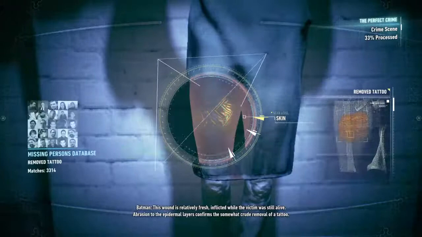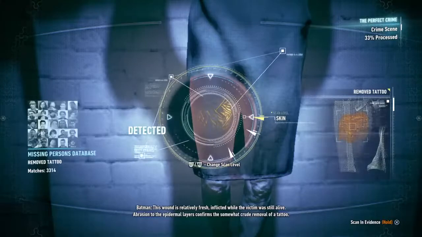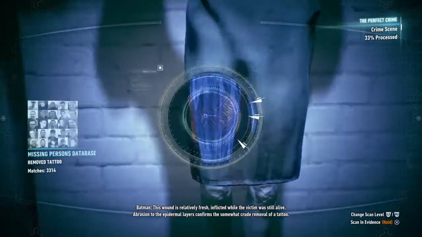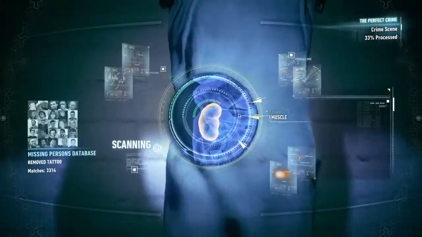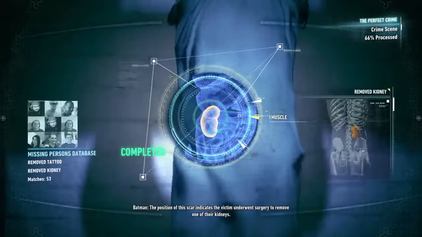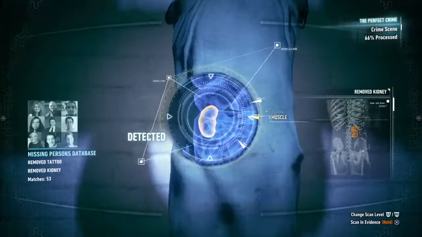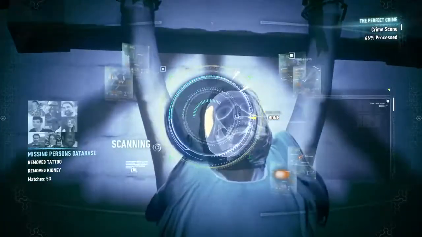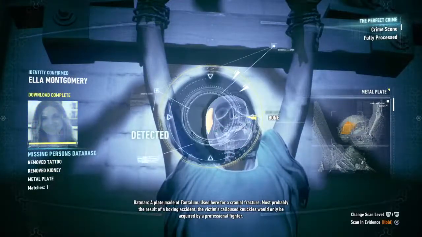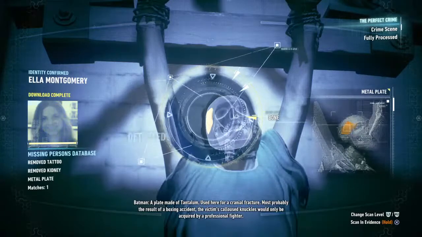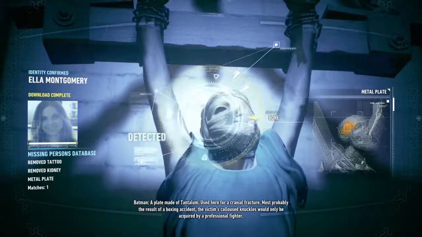This wound is relatively fresh, inflicted while the victim was still alive. Abrasion to the epidermal layers confirms the somewhat crude removal of a tattoo. The position of this scar indicates the victim underwent surgery to remove one of their kidneys. A plate made of tantalum, used here for a cranial fracture, most probably the result of a boxing accident. The victim's calloused knuckles would only be acquired by a professional fighter.